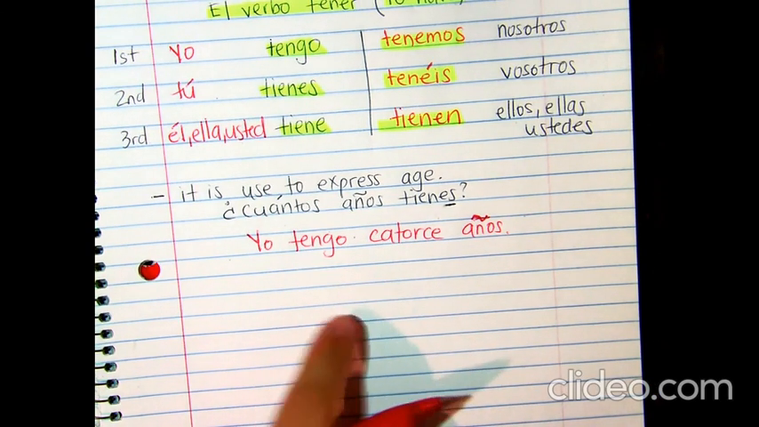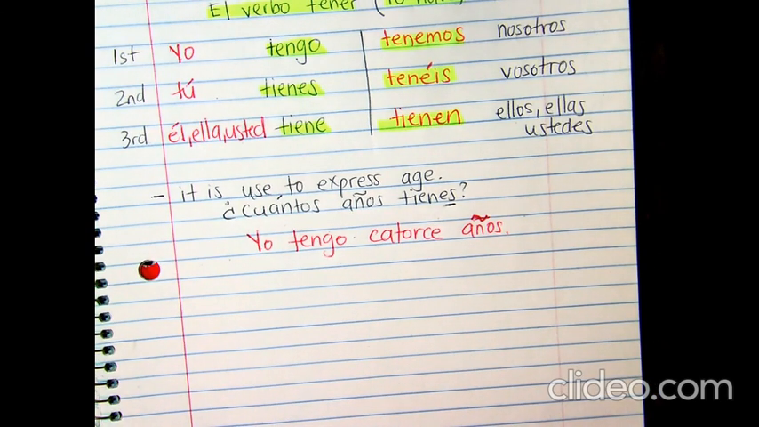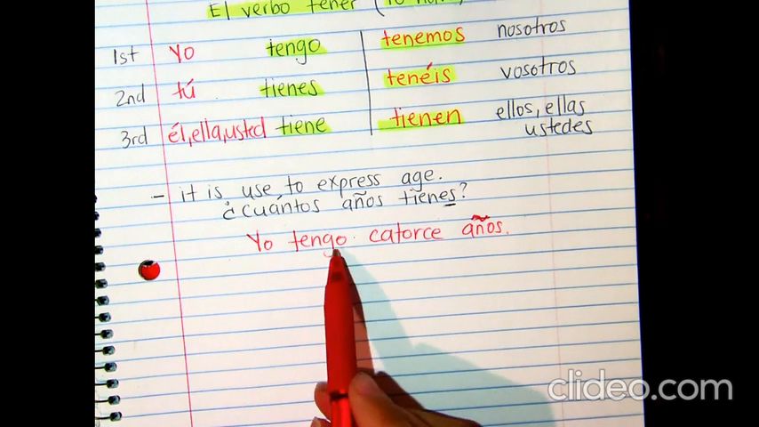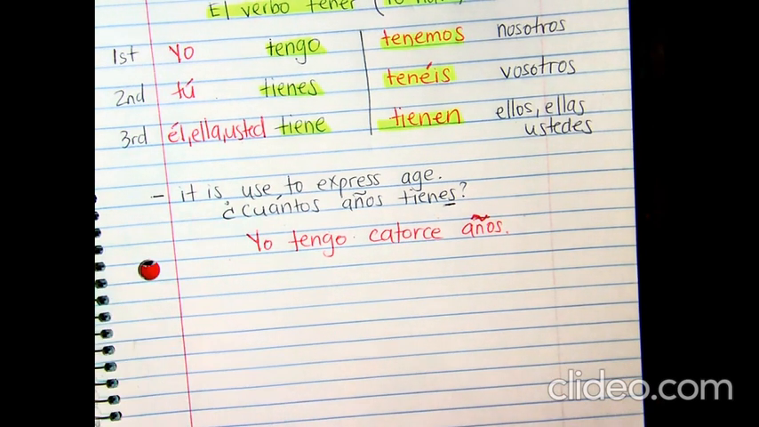You will not use the verb to be. Like in English, you say, I am 14 years old. You will say, I have 14 years. This is the way in Spanish, right?